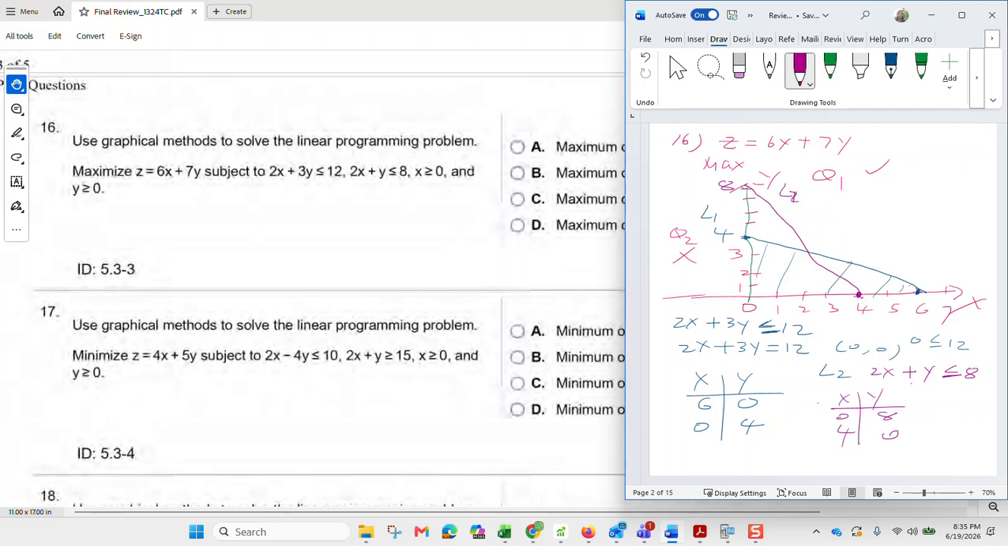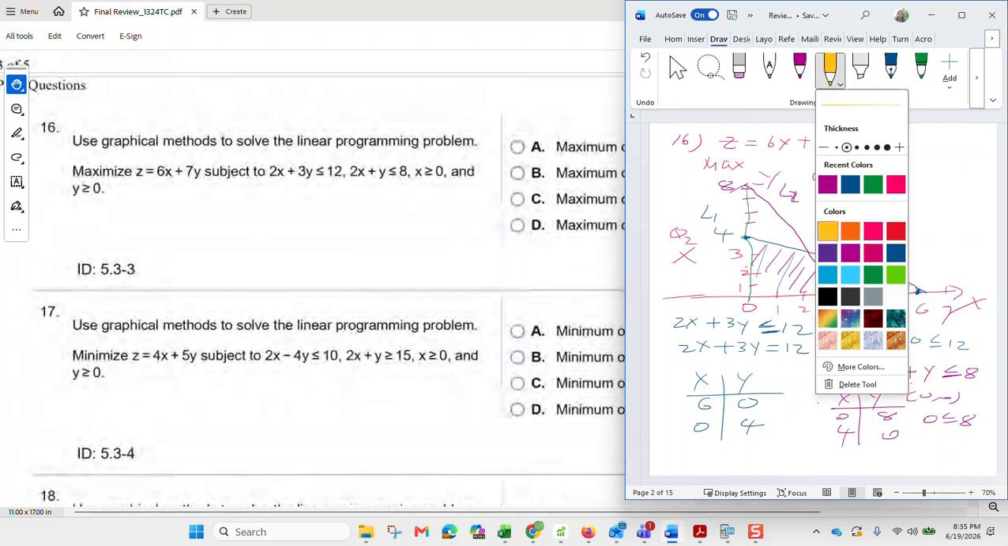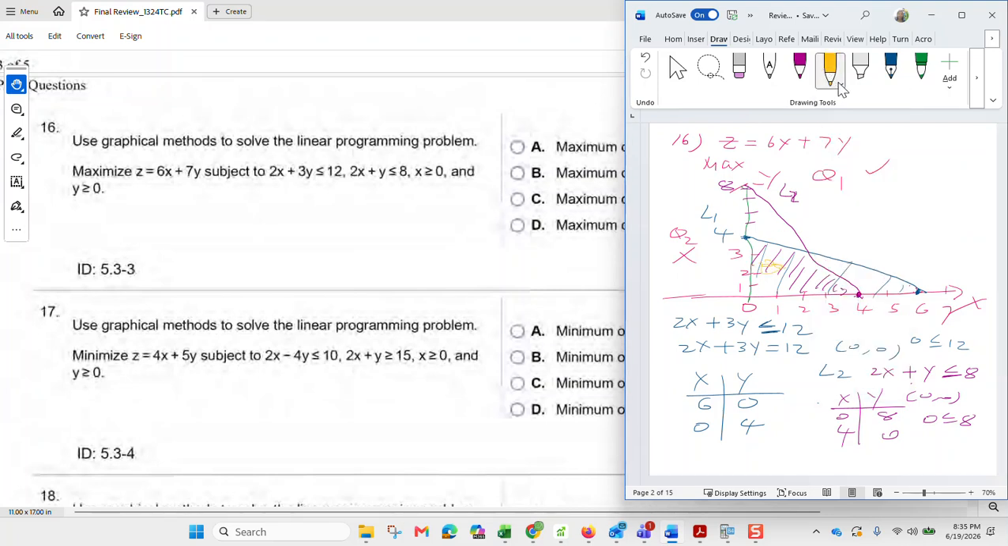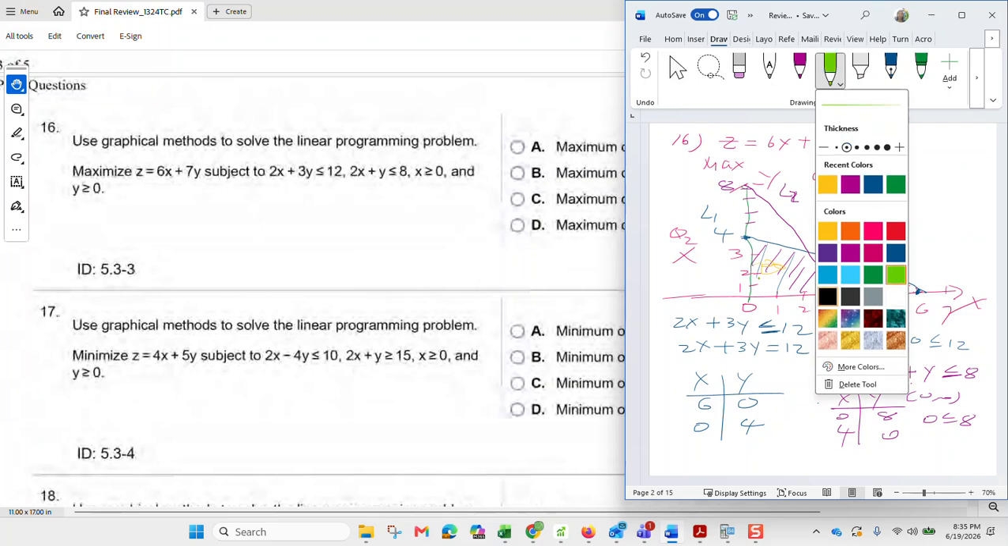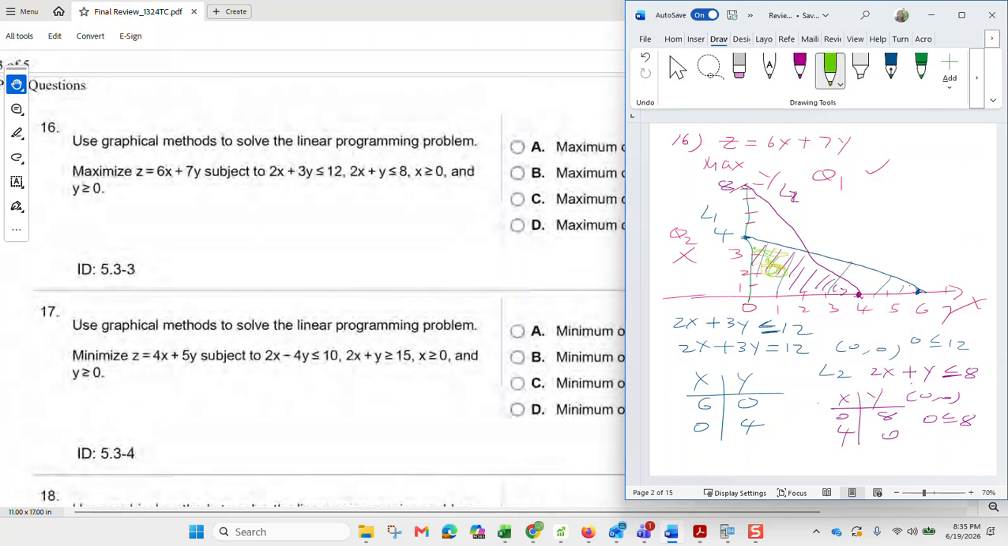All right, so now we're going to look at the common part. If I use 0 and 0, 0 is less than or equal to 8, the answer will be yes. So this is our common part right here. Okay, or I can use the green one again, or maybe the yellow one. Doesn't look very good, okay, green one. All right, so this green one right here, this is our area.